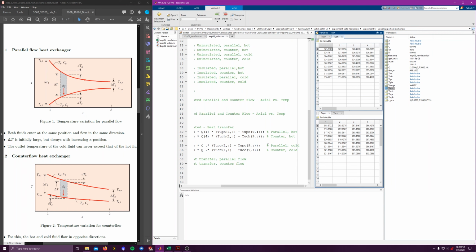Now for the cold fluid, let's go to parallel flow. At T1, it's cold, and then we're going to heat up.